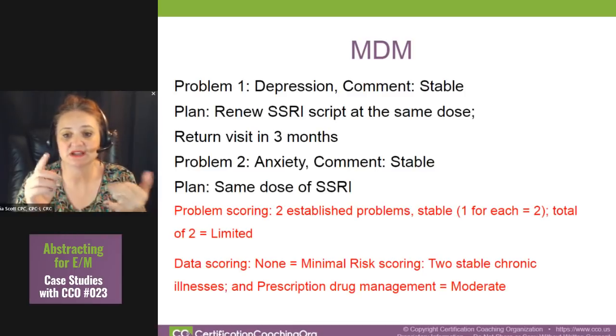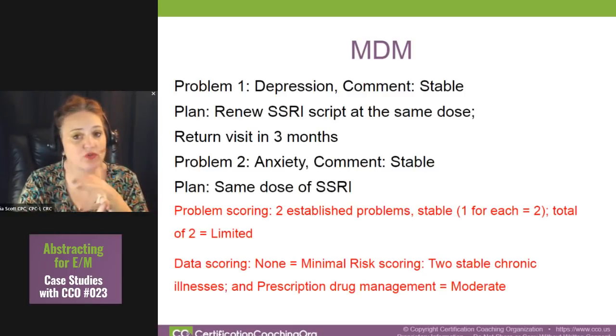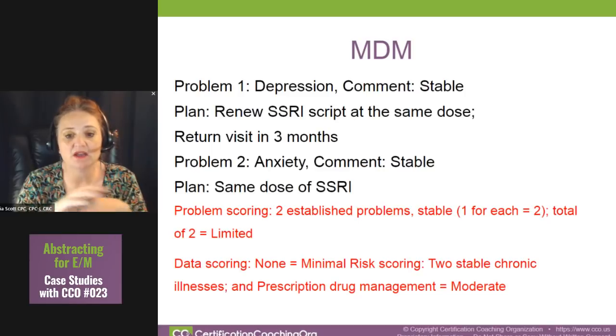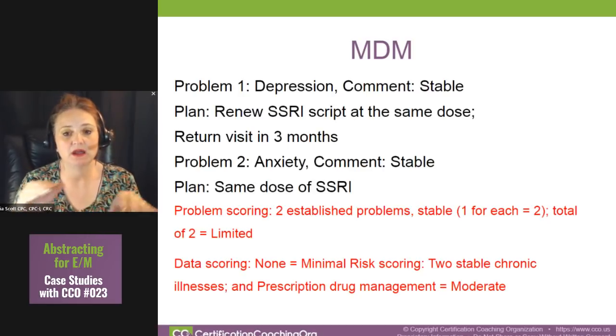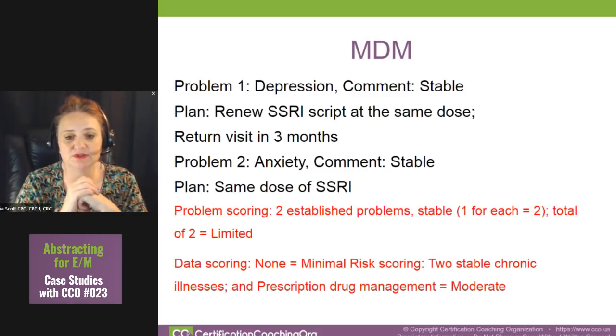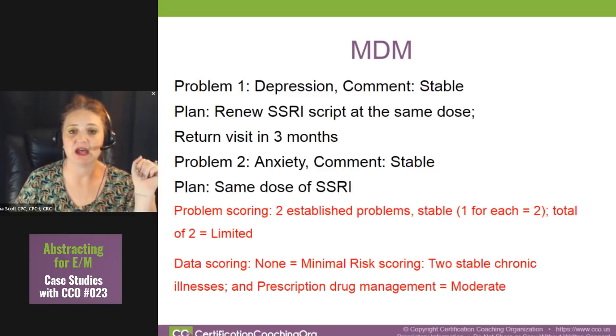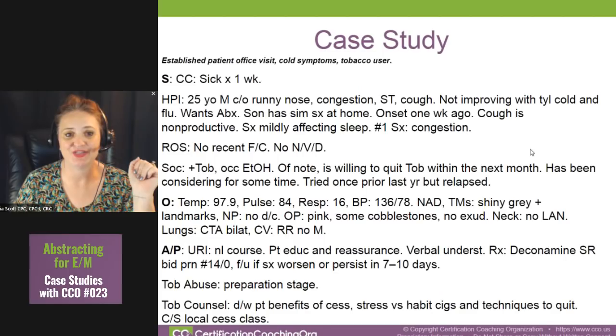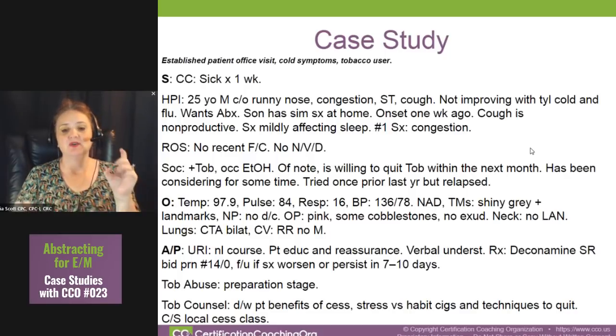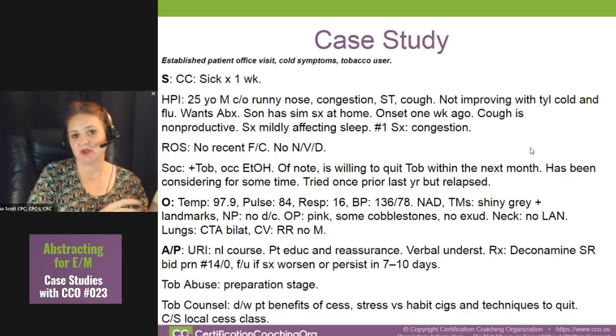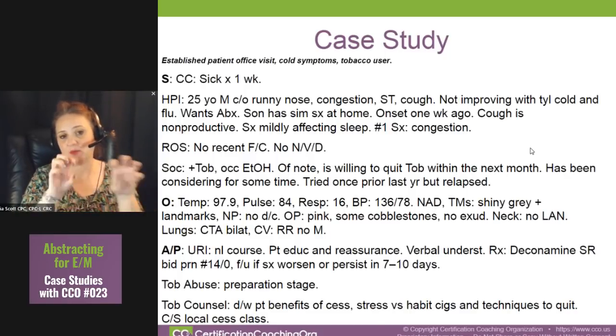Minimal risk because they're stable, they're chronic, that's okay. And prescription drug management, we're going to keep everything the same. So that's moderate. Right? So they're on a medication that has to be managed, but it's working. And so we're going to keep them at that level. So we're at a moderate. Okay. And so that gives us a 99213. Okay. That's an example of 2 separate cases and how we abstract.